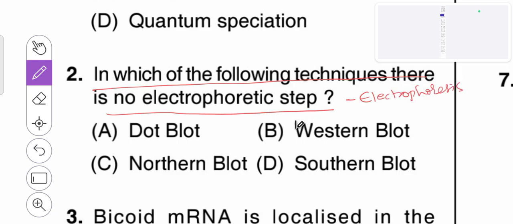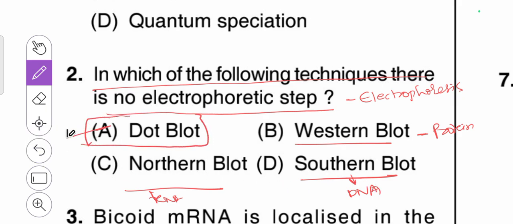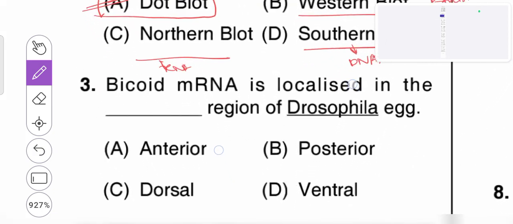So electrophoresis will be observed in western blot, southern blot and northern blot, where with the help of electrophoresis, in case of western blot they will separate the proteins. In northern blot they will separate RNA. In southern blot they will do the separation of the DNA. So in case of dot blot there is no electrophoresis step. So A is the right answer. Then next one.